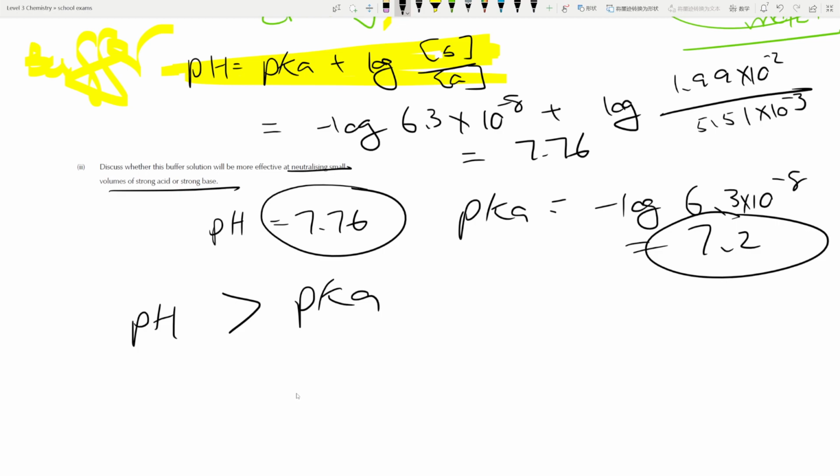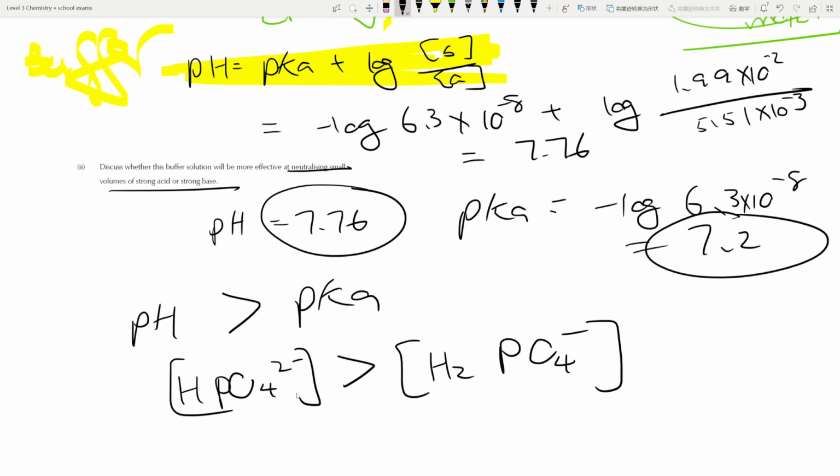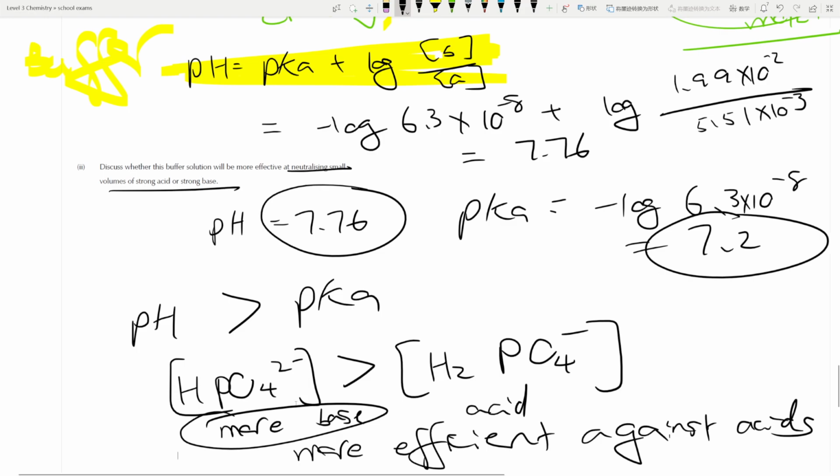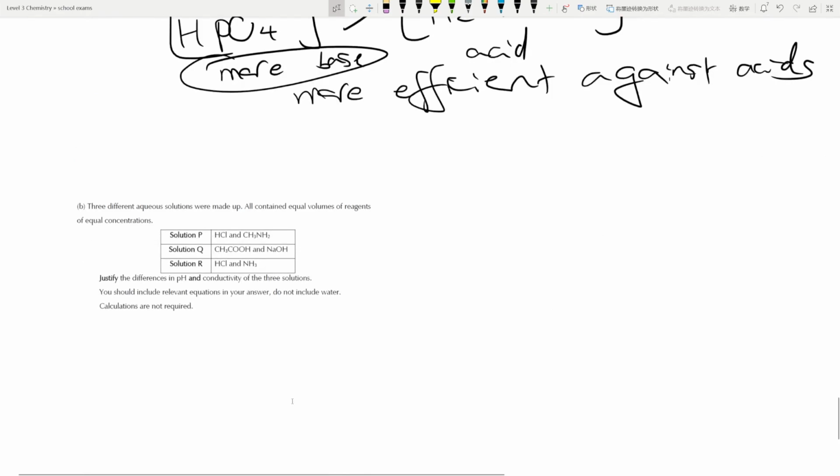That means there's more of the concentration of HPO4 2 minus. This is just math, because you got that fraction. This is a ratio of these. So that means you have more base compared to the acid, more base. So this is more efficient against added acid. Okay, so this is more efficient against acids, because there's more base in there. You just need to remember, if the pH is bigger than pKa, there's more base. Okay, and it's obviously stronger, more efficient against acids.